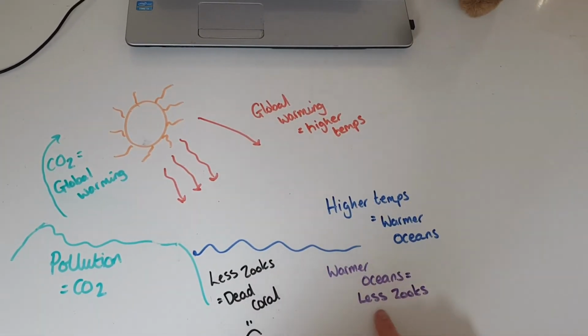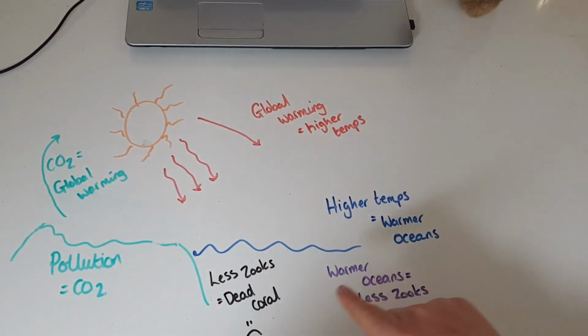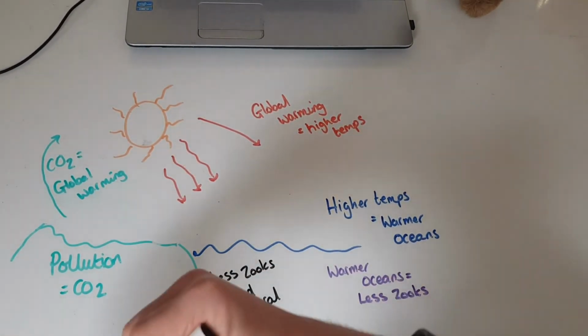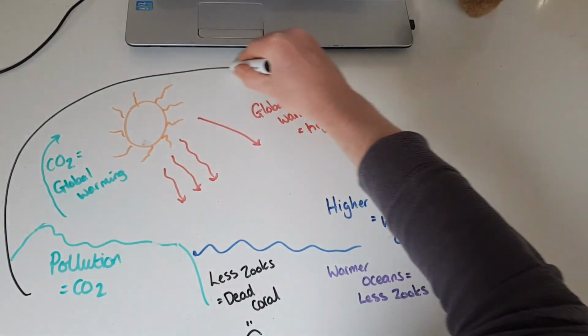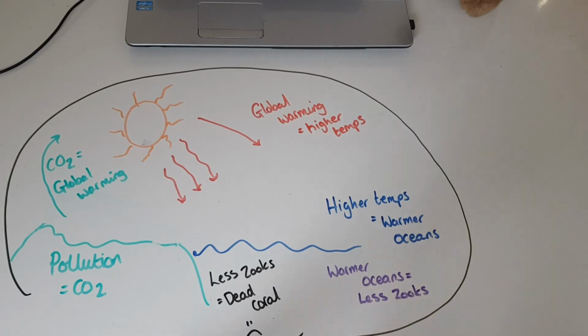Warmer oceans equals less zooks is what we found. They don't like it when it gets too hot. And then less zooks equals dead coral. So that is the way it looks really, to try and make it make sense in my head. If I drew an arrow, it's then going in this direction here. Okay, that's what it looks like, and it makes a bit more sense for me.